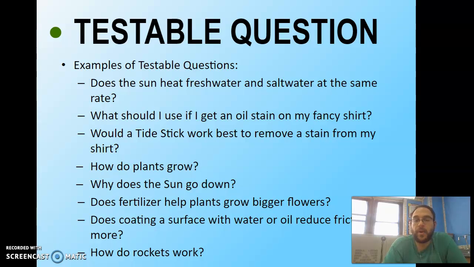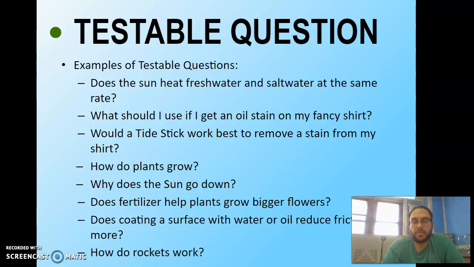What should I use to get oil off of my fancy shirt? That's a research question, right? It's not a testable question. It's too vague. Would a Tide stick work best to remove a stain from my shirt? That would be testable, right? The thing I'm changing is the use of the Tide stick. I can use all different kinds of stain removers and see which one works best. I'm observing with my eyes the stain disappearing.